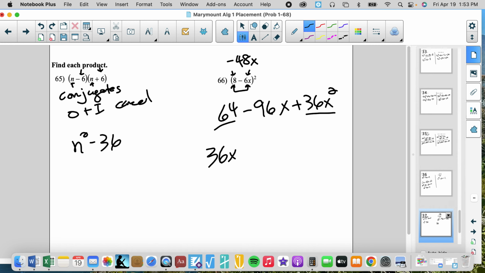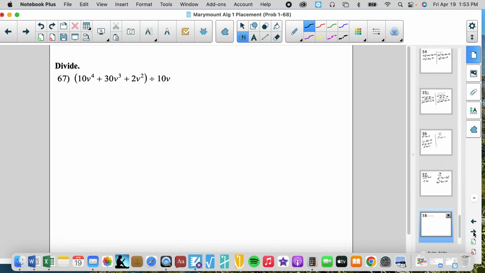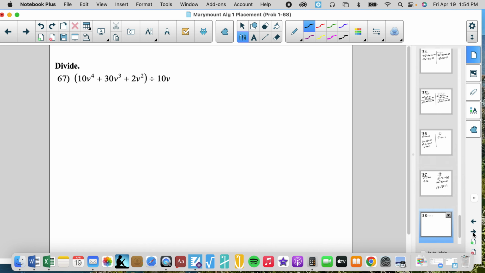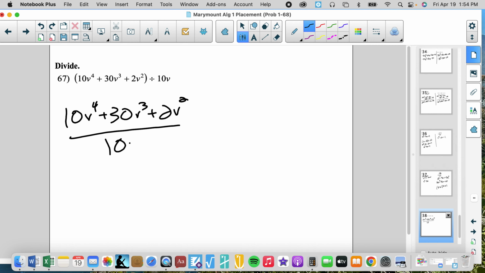I'm going to rewrite it as 36x squared minus 96x plus 64 because I'm a stickler for standard form. You could also write that out as 8 minus 6x, 8 minus 6x, because that's a binomial square. Super slow. This is not long division. Some students think that this is long division. This is not. This problem, I was excited to explain this problem, is just that.